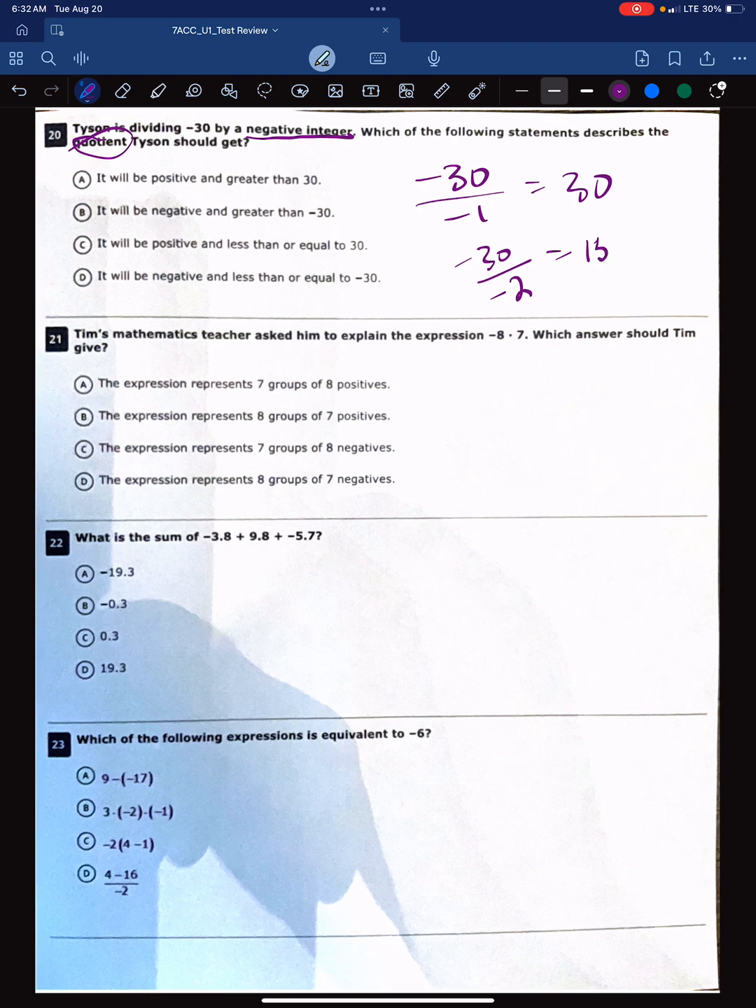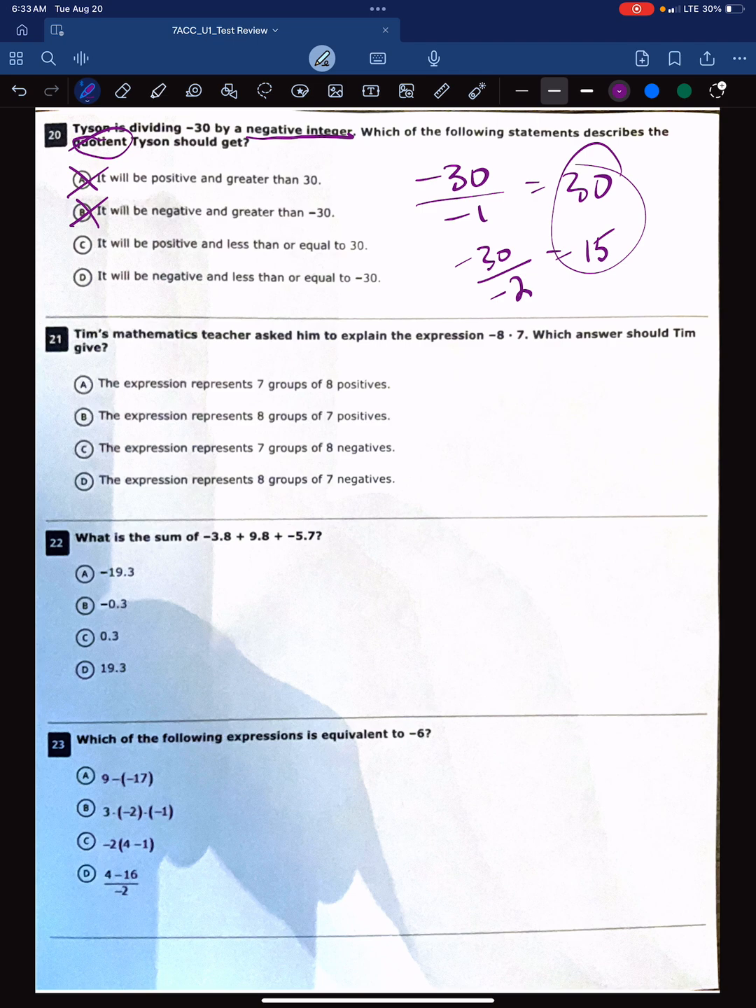Okay, so that's 15. So both results are going to be positive. Right? So let's see. A says it'll be positive and greater than 30. Well, nothing so far has been greater than 30, so that's not going to work. B says it'll be negative and greater than negative 30. Well, the answer isn't negative because we've got positives.